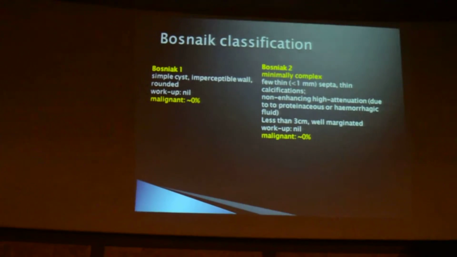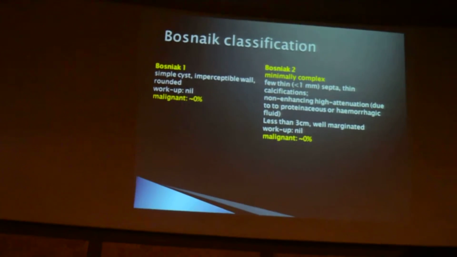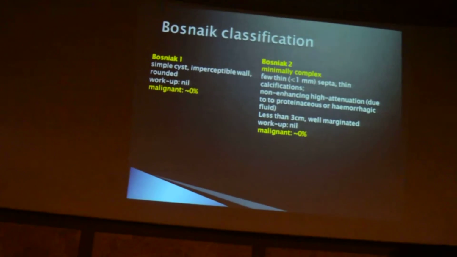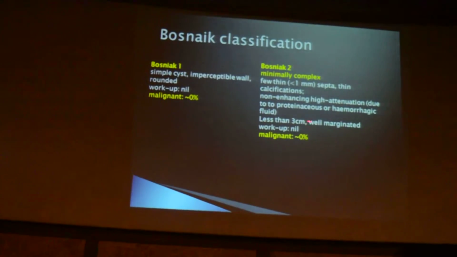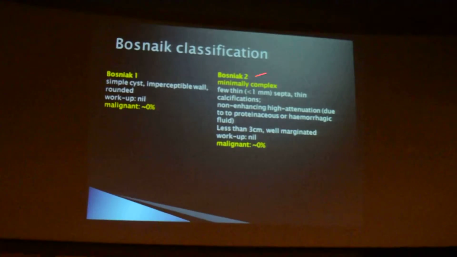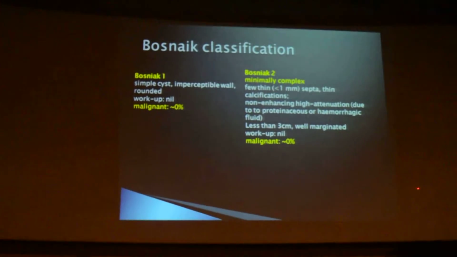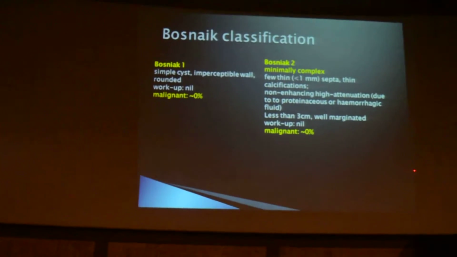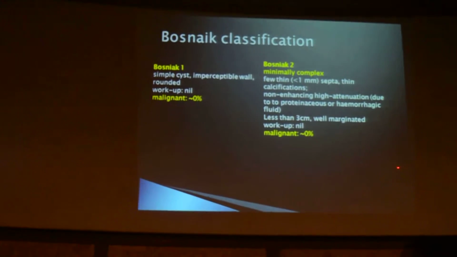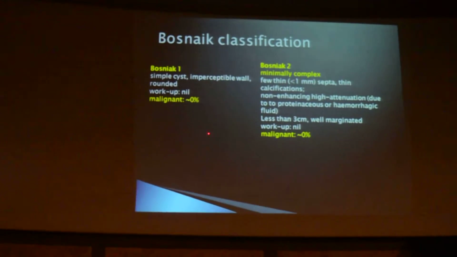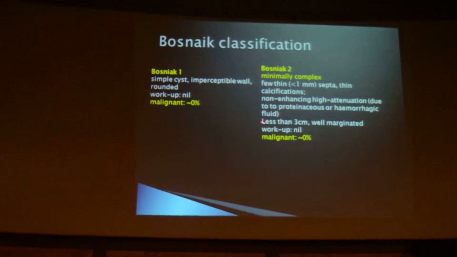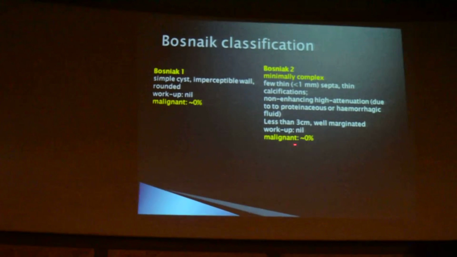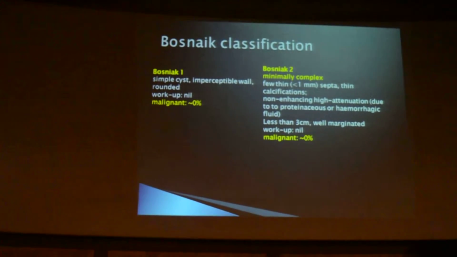Now coming to the cystic neoplasms, this is very important because Bosniak has classified cystic neoplasms into 4 categories. 1 and 2 have no malignant potential, based on the wall, the septations, the type of calcification, and the enhancement pattern. Based on this, Bosniak 1 and 2 cysts have a 0% malignant potential, so they need not be disturbed.